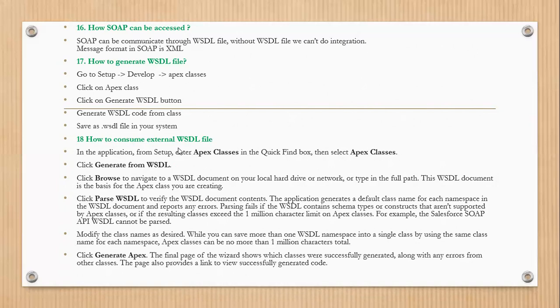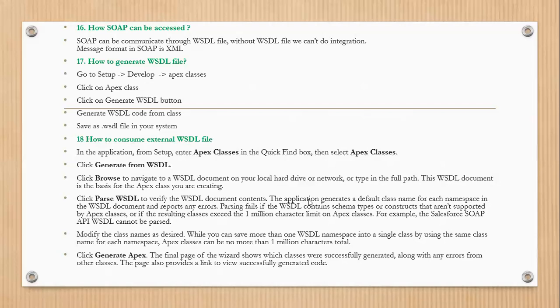Next question: how to consume an external WSDL file in an application from Setup? Enter Apex Classes in the Quick Find box, then select Apex Classes. Next, click Generate from WSDL. Click Browse to navigate to the WSDL document on your local hard drive or network, and type in the full path.